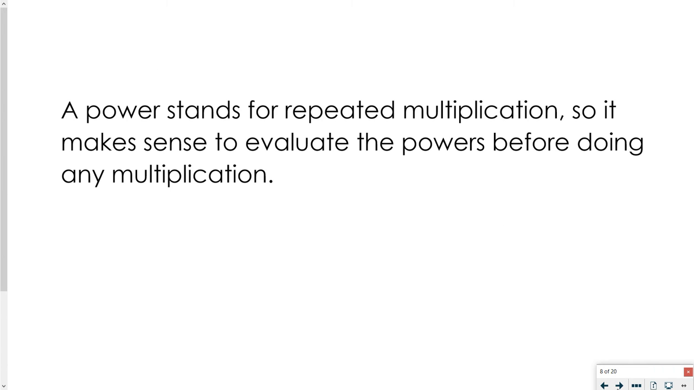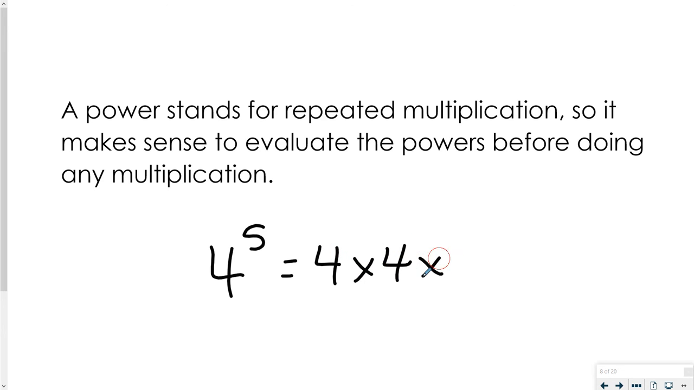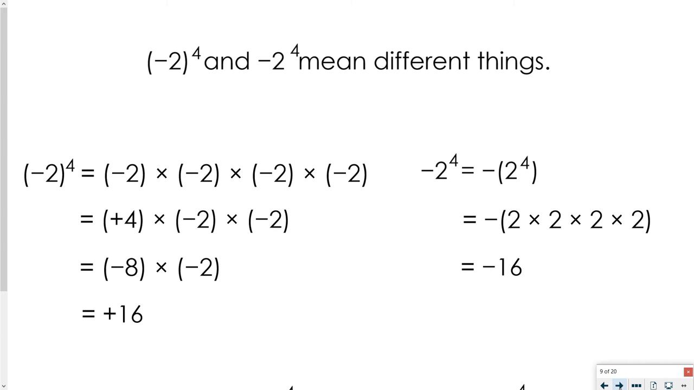Okay. Just a reminder for what we covered last week, a power stands for repeated multiplication. 4 to the 5th power is actually 4 times 4 times 4 times 4 times 4, right? Just a reminder. All right, this is super important, so I need you to really focus on this. These two expressions are two different things. Remember, the power applies to what it is touching.